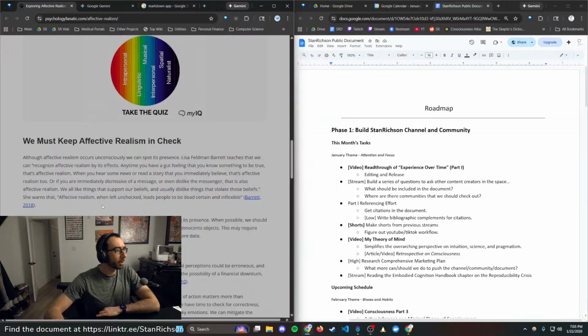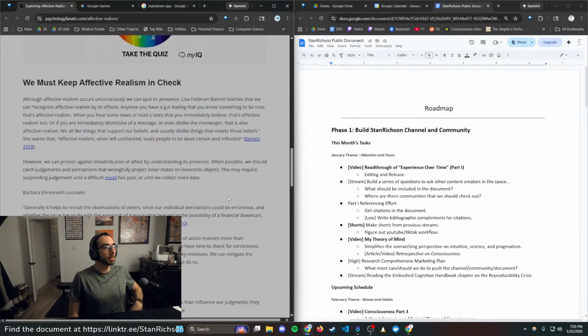Although affective realism occurs unconsciously, we can spot its presence. Lisa Feldman Barrett teaches that we can recognize affective realism by its effects. Anytime you have a gut feeling that you know something to be true, that's affective realism. When you hear some news or read a story that you immediately believe, that's affective realism too. Or if you are immediately dismissive of a message or even dislike the messenger, that is also affective realism. We all like things that support our beliefs and usually dislike things that violate our beliefs. She warns that affective realism, when left unchecked, leads people to be dead certain and inflexible.